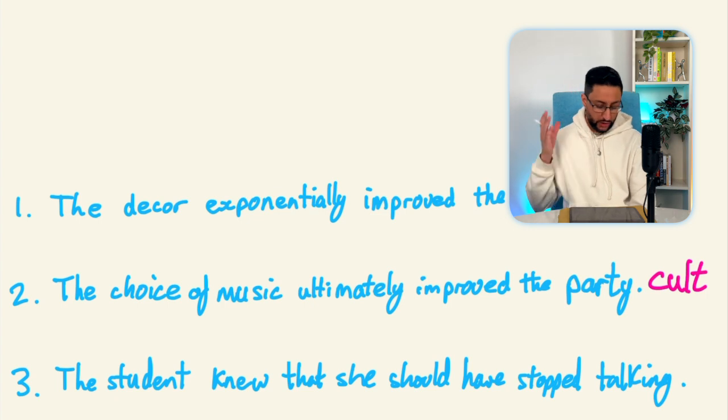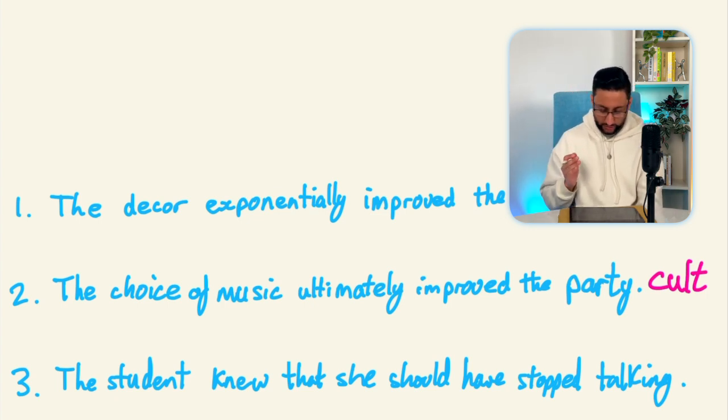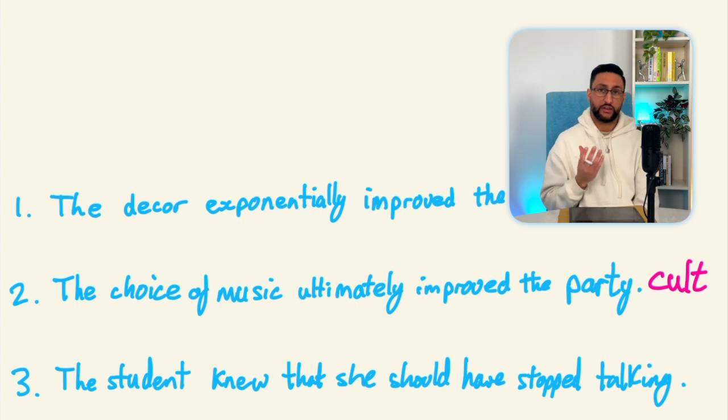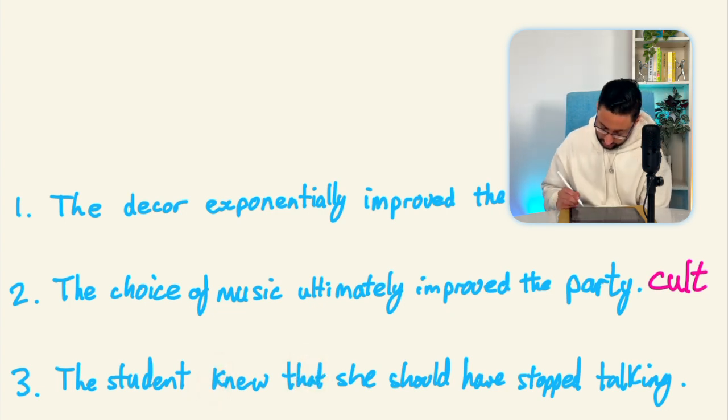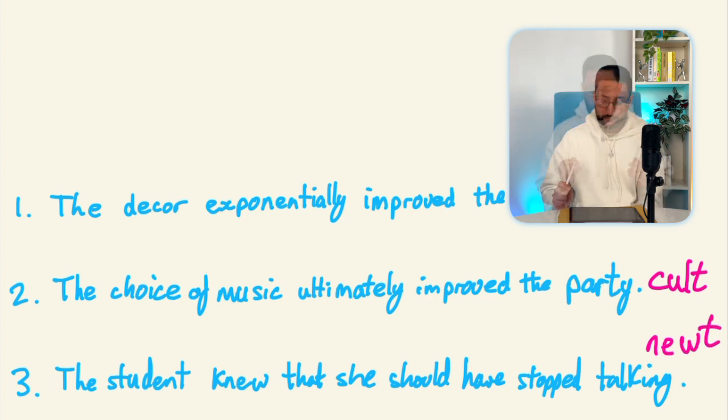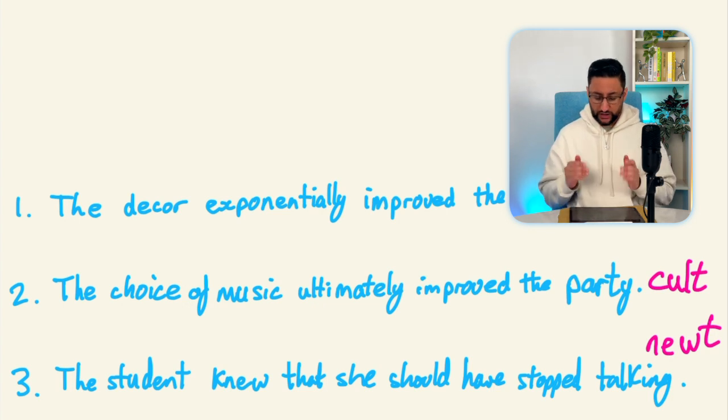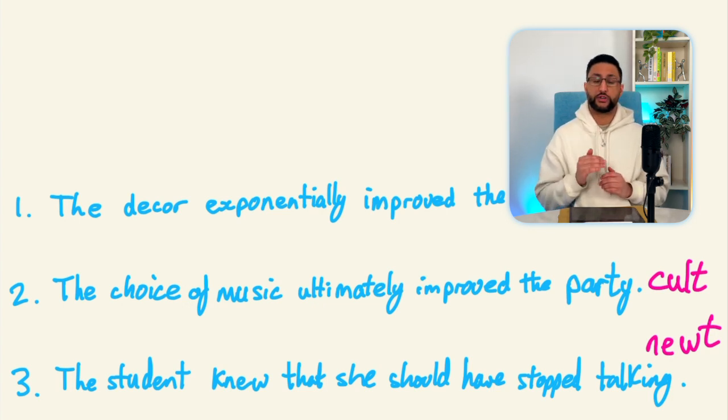And our final example, the student knew that she should have stopped talking. Again, you can pause, take a look through. In this example, our answer is newt, N-E-W-T, which is a type of amphibian. Can you see where that answer is? So that answer is between the word new and T. We're going to take N-E-W from the word new and T from the word that. And you end up with newt, N-E-W-T.